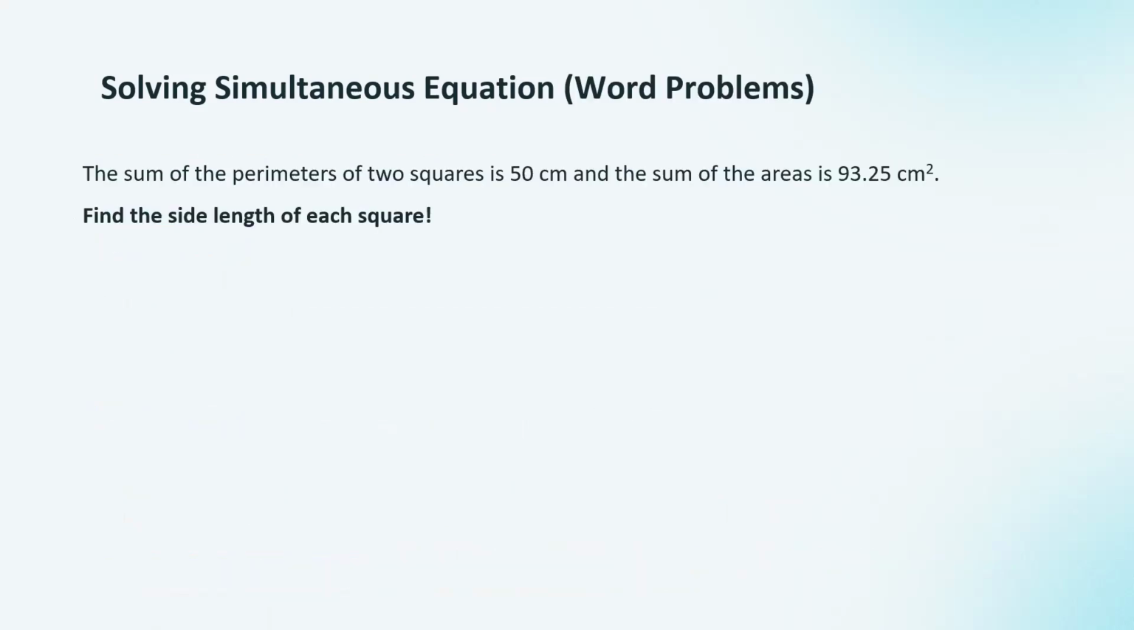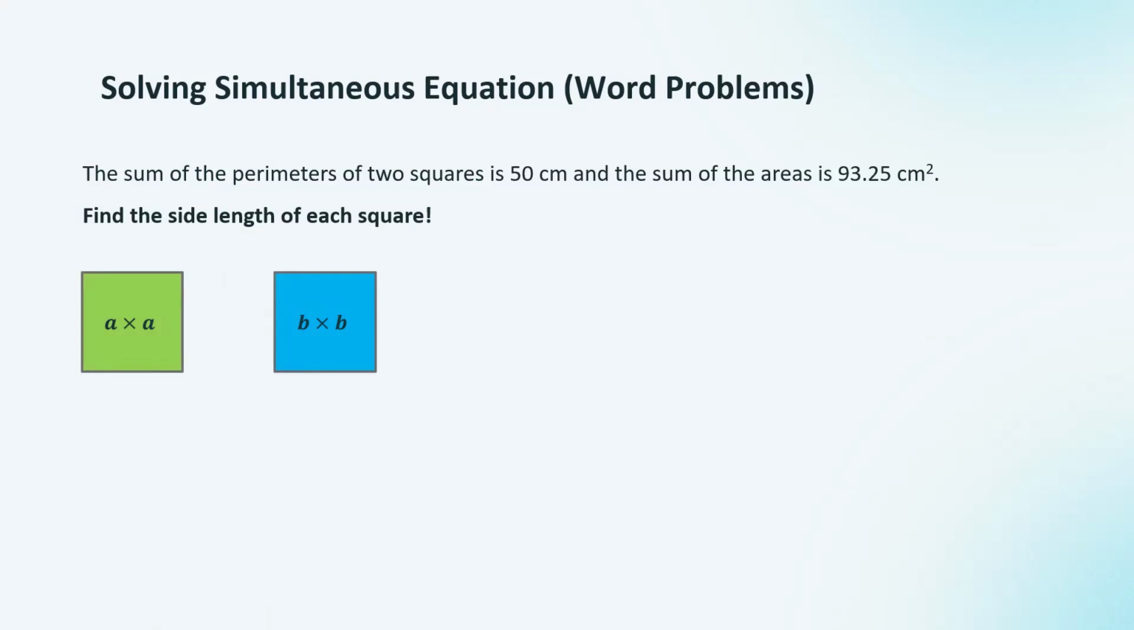The thing about simultaneous equations is that usually we try to make the problem such that it is a real life example or a word problem. So this is one of the examples. The sum of the perimeters of two squares is 50 centimeters and the sum of the areas is 93.25 centimeters squared. We need to find the side length of each square. So let's try to illustrate this.